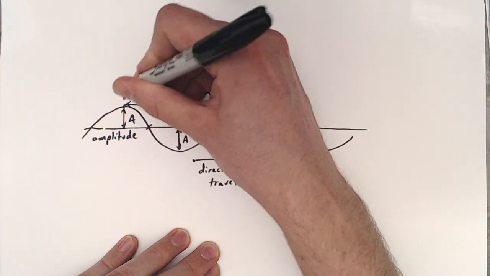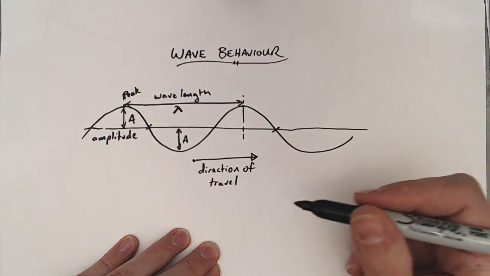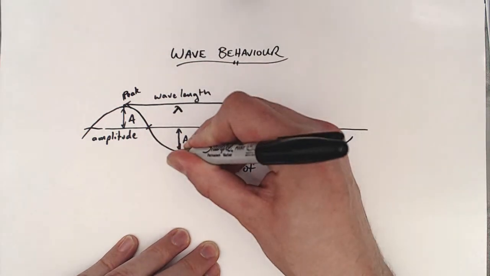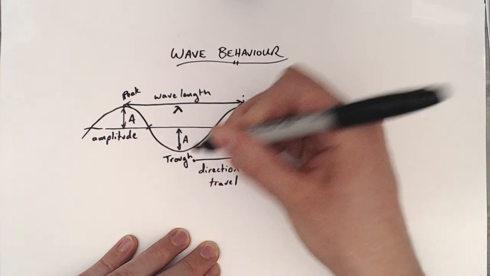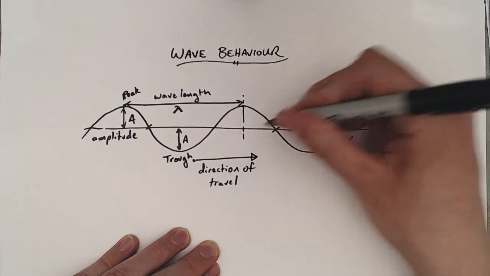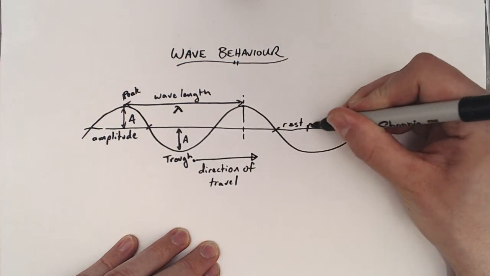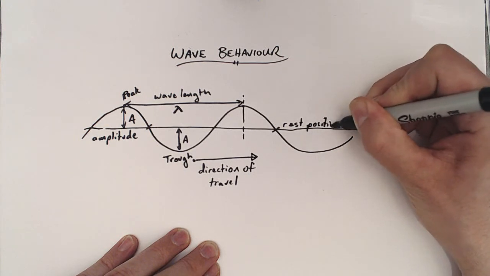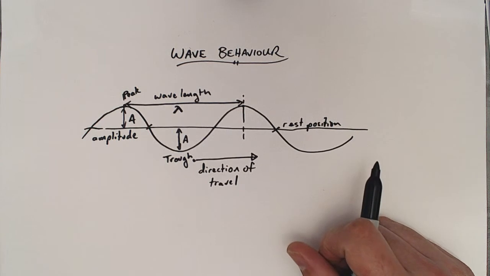Another thing, if we go back to amplitudes, is we could talk about this positive amplitude being measured at the point where there might be a peak, and a negative amplitude measured at a point where there's a trough. A lot of different variables here. Oh, I did forget to talk about the rest position of the medium being disturbed to produce the wave.